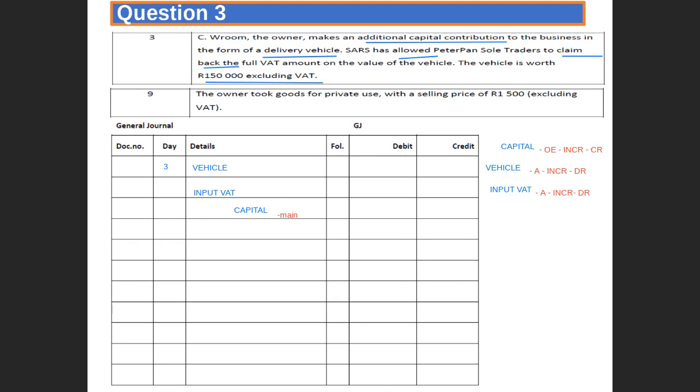Where will I record this amount of 150,000? Is it in line with vehicle? Is it in line with input VAT? Is it in line with capital? Let me know, where do we record this? Vehicle? Perfect. On the debit side. Can you see the importance of analyzing? I like this. Now I know that this 150 must come here, because it is excluding VAT. It's not the main. So if this 150 in future is including VAT, this amount was supposed to be put in line with capital. Can you see now? Easy like that.